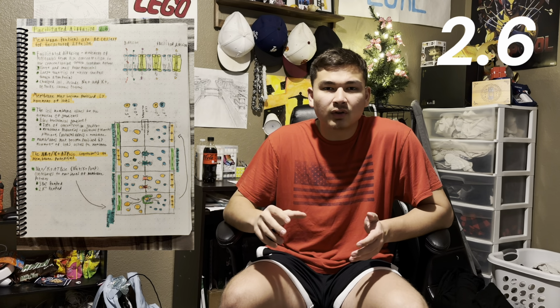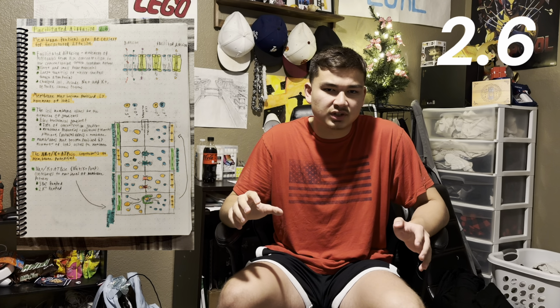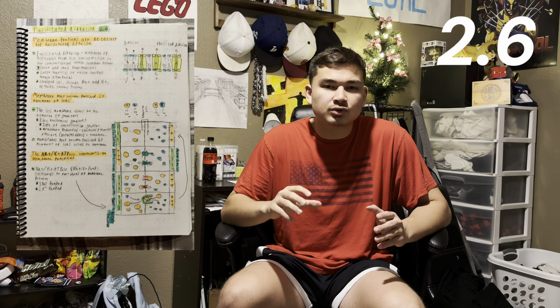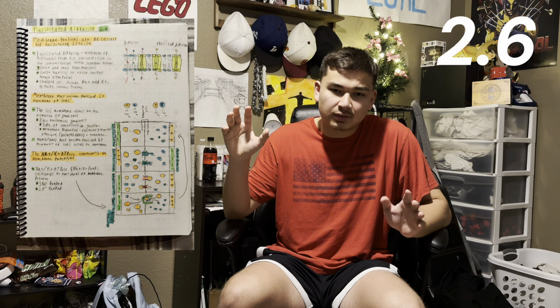Topic 2.6, facilitated diffusion. This is basically all about what is being moved inside and outside of the plasma membrane. The goal of facilitated diffusion is to move stuff from high concentration areas to low concentration areas. And this can only be done through transport proteins. You need a transport protein to do this.